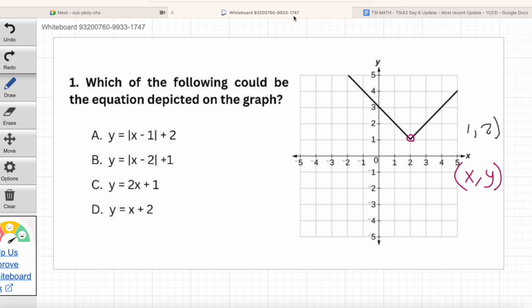So what's the x value at that point? It's not 1. What's the x value? It's 2. The x value is 2. And what's the y value? It's 1. It's 1, absolutely. So that's the point 2, 1. Does that make sense? Yes.